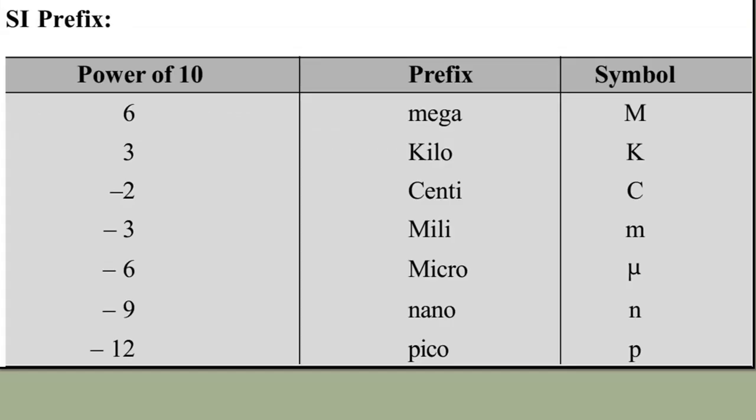Then SI prefixes. What is meant by mega? If mega is there, the symbol is capital M, power raised to 6. Kilo, power raised to 3. Centi, power raised to -2. Milli, power raised to -3. Micro, -6. Nano, 10 raised to power -9. And for pico, power raised to -12.